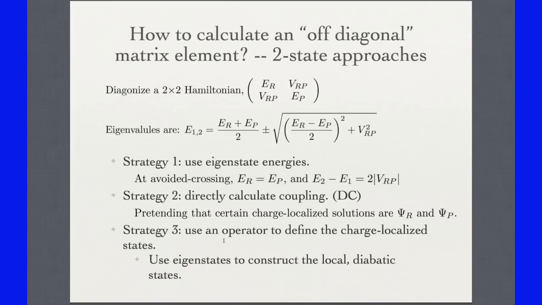In the third strategy, in today's talk, we'll be referring to using an operator: you define an operator and use that operator to define the charge localized state. So this is another situation where we try to use the eigenstate, and then we construct the charge localized or excitation localized diabatic state.